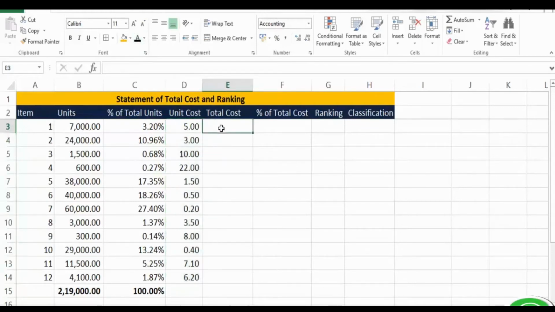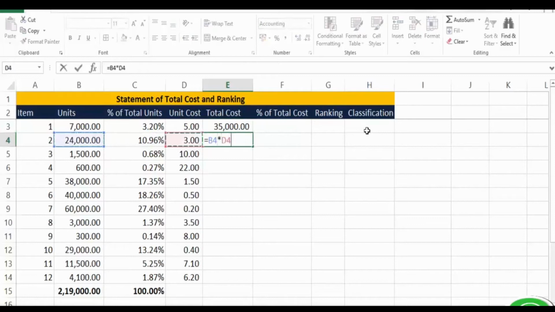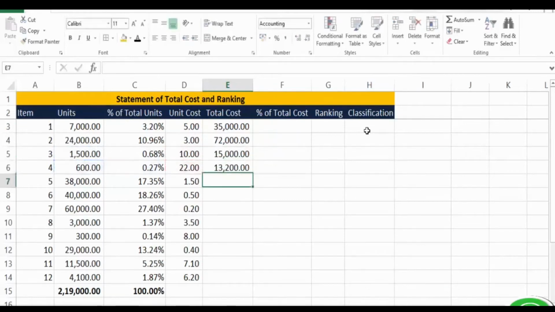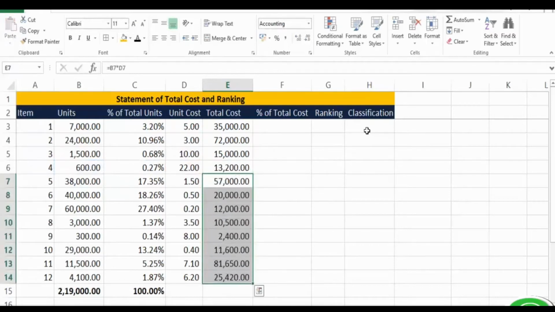Now let's find out the total cost. How? By multiplying the units with unit cost. So total cost is going to be 7,000 multiplied by 5, 35,000. 24,000 multiplied by 3, 72,000. 1,500 multiplied by 10, 15,000. 600 multiplied by 22, 13,200. In this way we have to calculate for all the items, and this is the value.